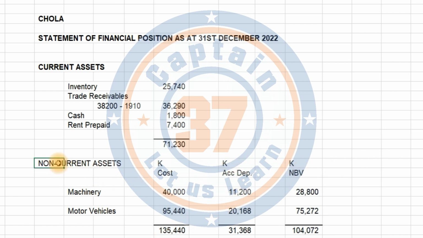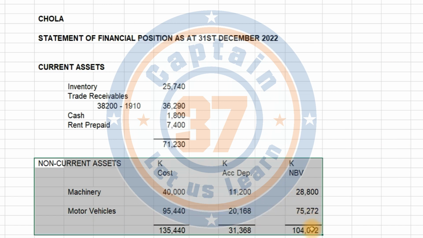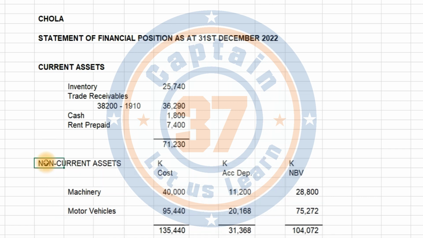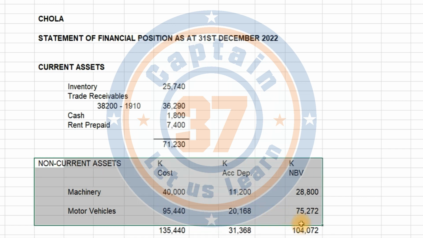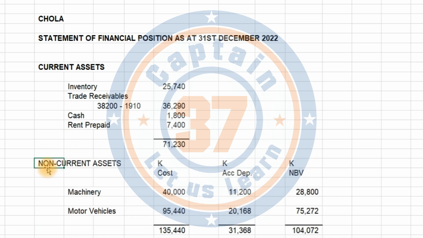With what we have done here, we have covered what needs to be indicated in the statement of financial position as accounting for non-current assets. So we are done with the first part, which is basically to look at assets.